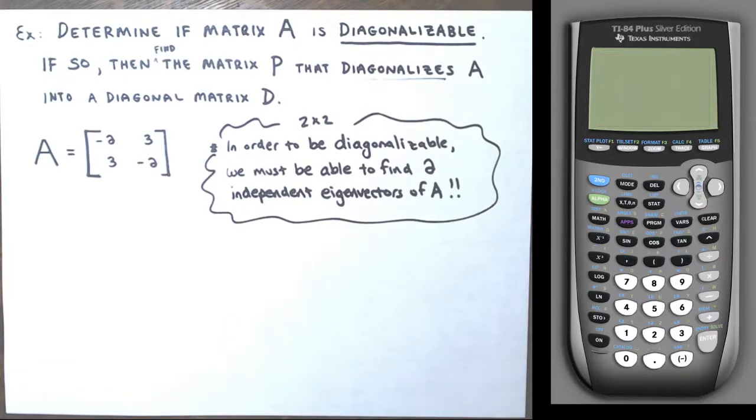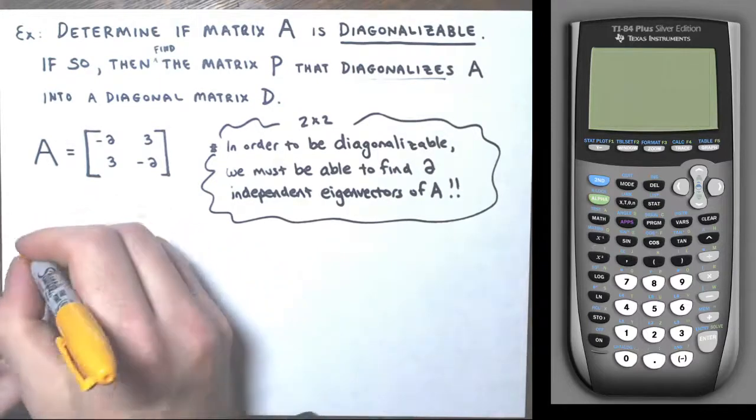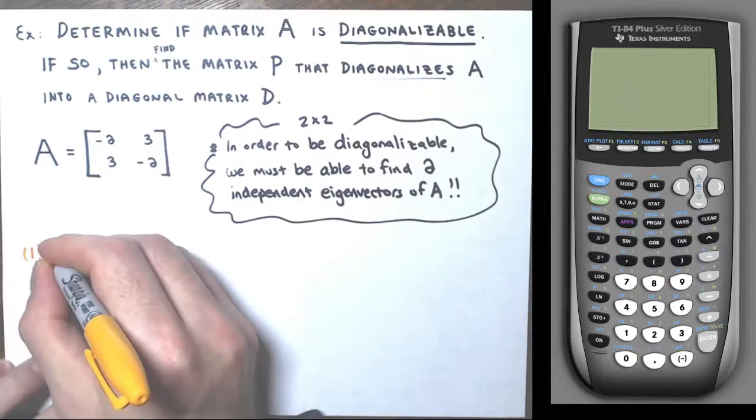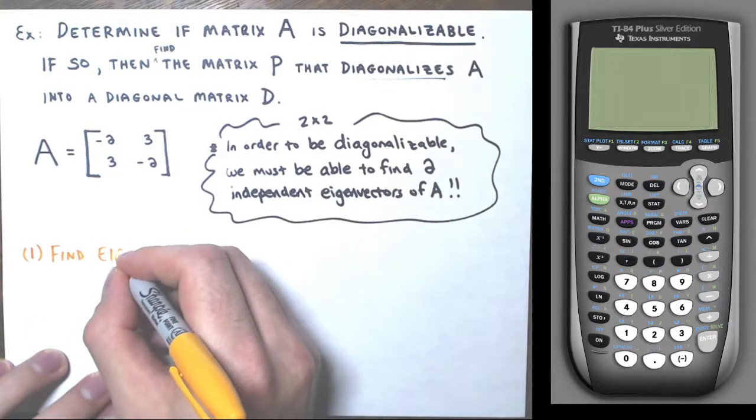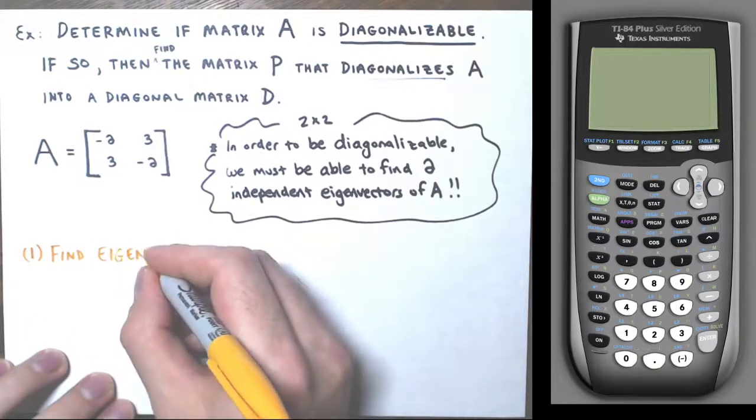Alright, so what you're going to see in this video is something you've seen me do several times in other videos, but you might as well do it again. It can't hurt to see it again. Repetition helps you learn it. So the first part is I'm going to find the eigenvalues and eigenvectors of A. So one, find the eigenvalues of the matrix.